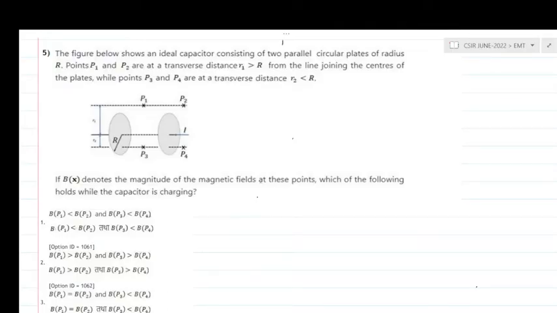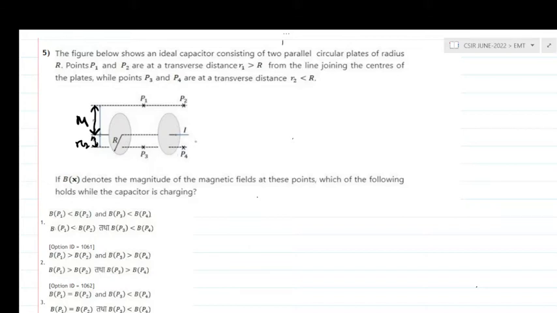Hello everyone, let's solve one question from EMT. The figure shows below an ideal capacitor consisting of two parallel circular plates of radius capital R, as you can see in the figure. P1 and P2 are at transverse distances from the axis of the capacitor. Suppose this is R1, and P3 and P4 are at a distance R2 from the central axis of the capacitor.